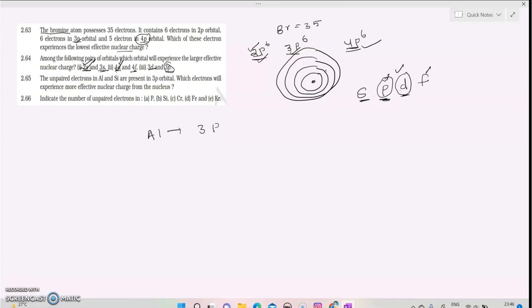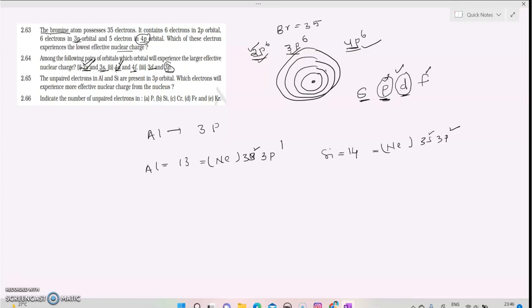So aluminum atomic number is 13. If you see its electronic configuration, neon 3s2 3p1 will come. And silicon atomic number is 14. Its electronic configuration is neon 3s2 3p2 will come.